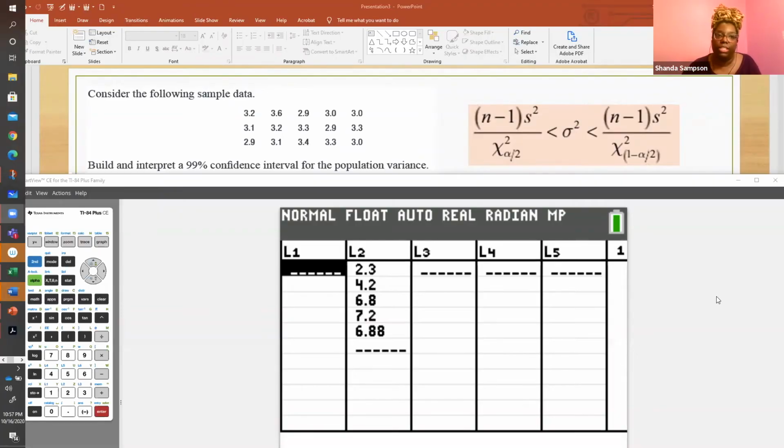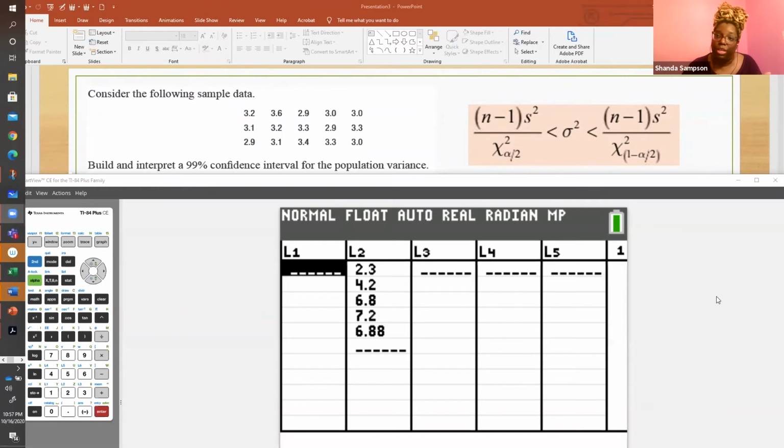This is when they're giving you data, so you can see how much work you have to do if they're giving you data. What I've done is, here's the question. Consider the following sample data. So now you're given data. Build and interpret a 99% confidence interval for the population variance.